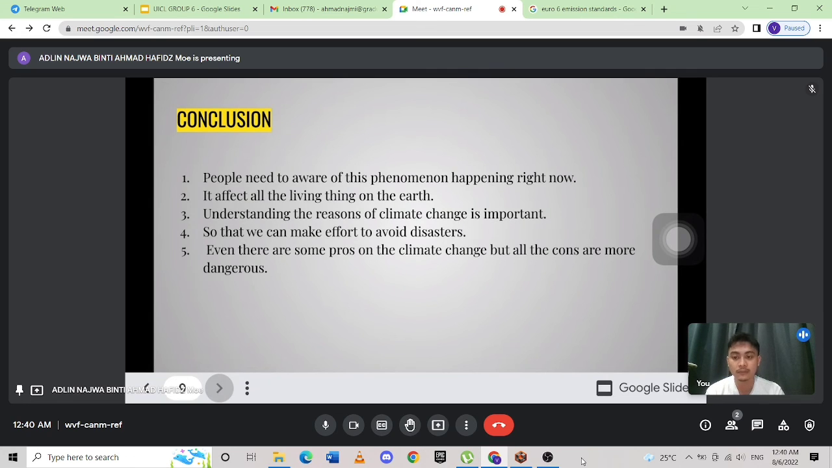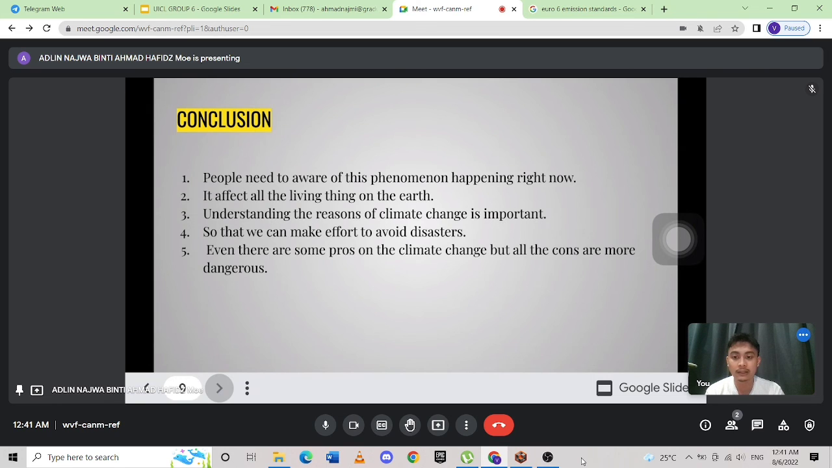So as for conclusion, people need to be aware of these phenomena happening right now, be it the greenhouse effect, global warming, the thinning of the ozone layer, and also deforestation or forest degradation. Secondly, the things that happen affect all living things on earth, not just humans, but also the plants, the flora, and also the animals, the fauna.